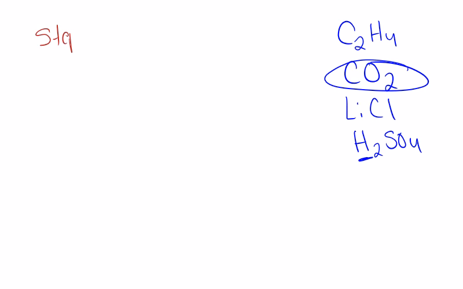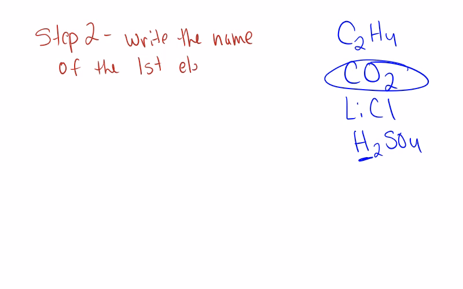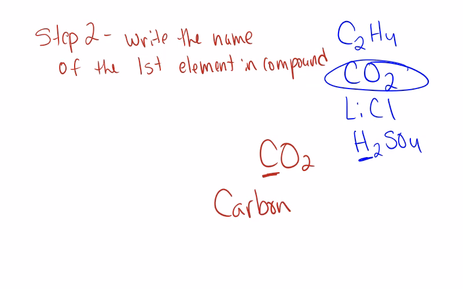So step 2, you want to write the name of the first element in the compound. So in this case, we have CO2, where C is our first element. So we're going to literally just write its name, carbon. If you don't know it, use your periodic table to find its name. If there is more than one of the first element, you must use a prefix. But because there is only one carbon here, we are not going to put mono in front of it.